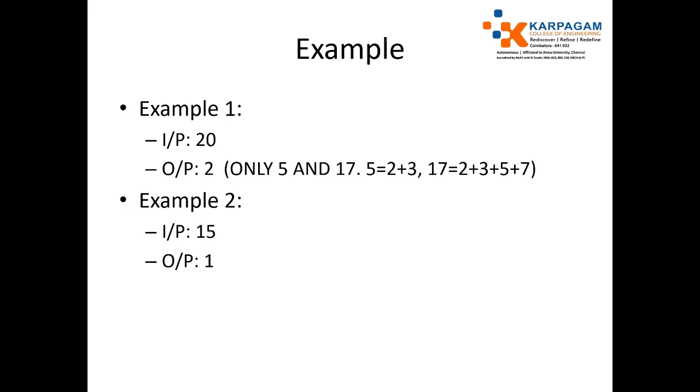For example, if the user gives 20, the output should be 2, because there are two numbers which satisfy the property. For example, 5 and 17 satisfy the property. 5 can be expressed as the consecutive primes 2 plus 3. 17 can be expressed as the consecutive primes 2 plus 3 plus 5 plus 7.